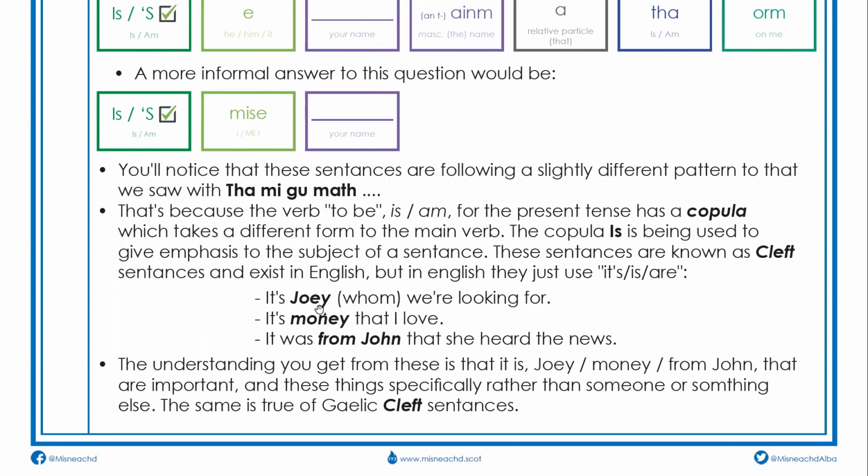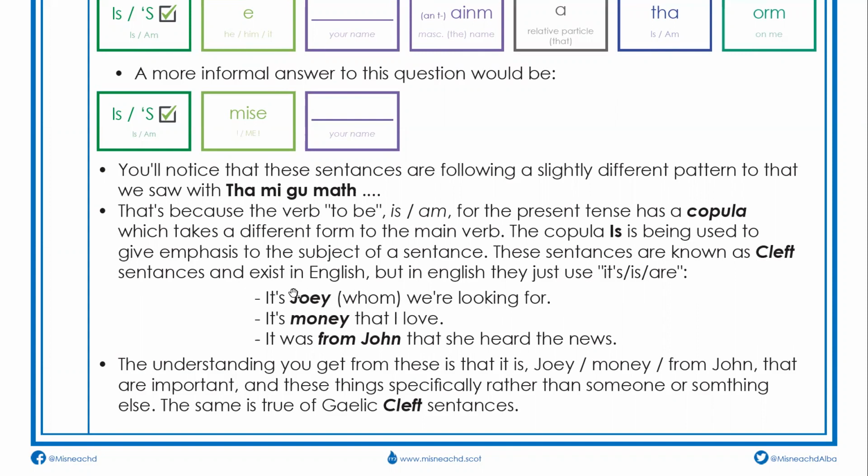It's Joey whom we're looking for. It's money that I love. It was from John that she heard the news. So if you think about the structure here, we are looking for Joey. It's Joey whom we're looking for. So we are looking for Joey. There's no emphasis, it's just a statement. But it's Joey we're looking for.